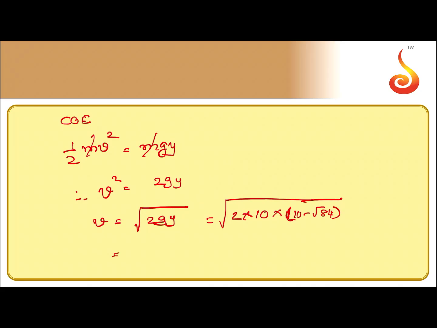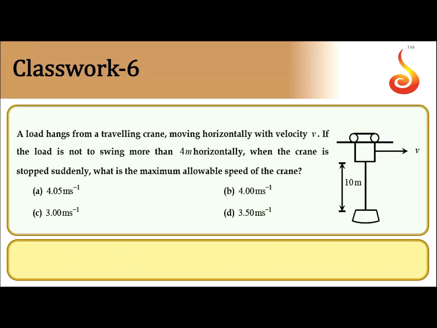I want you to simplify this one. It's not a very difficult task. Root of 84 is slightly more than 9, since 9 square is 81. If you simplify it further, you get the answer as 4.05 meter per second. So this is our answer as far as the velocity is concerned. This is the maximum allowable velocity of the crane. A is our correct choice.